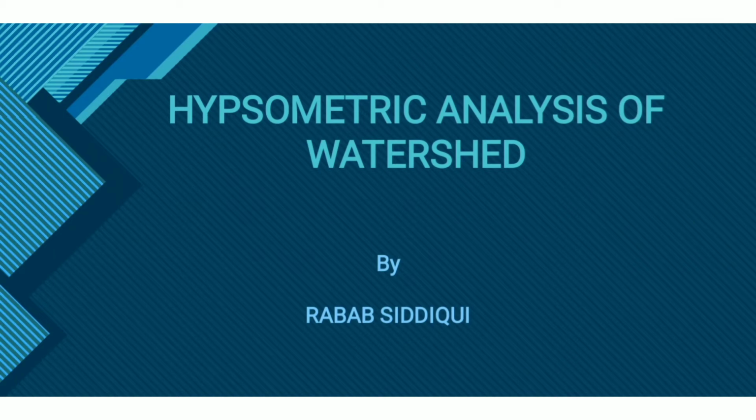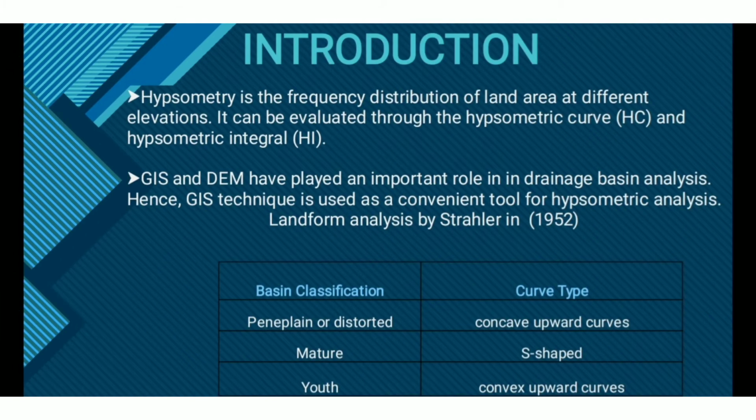Hello everyone, we are going to take a very important topic: hypsometric analysis of watershed. It provides the geological stage of development and erosional status of the watershed. Hypsometry describes the measurement and analysis of relationships between the distribution of elevation across an area of land surface and basin area. It can be evaluated through the hypsometric curve and hypsometric integral.